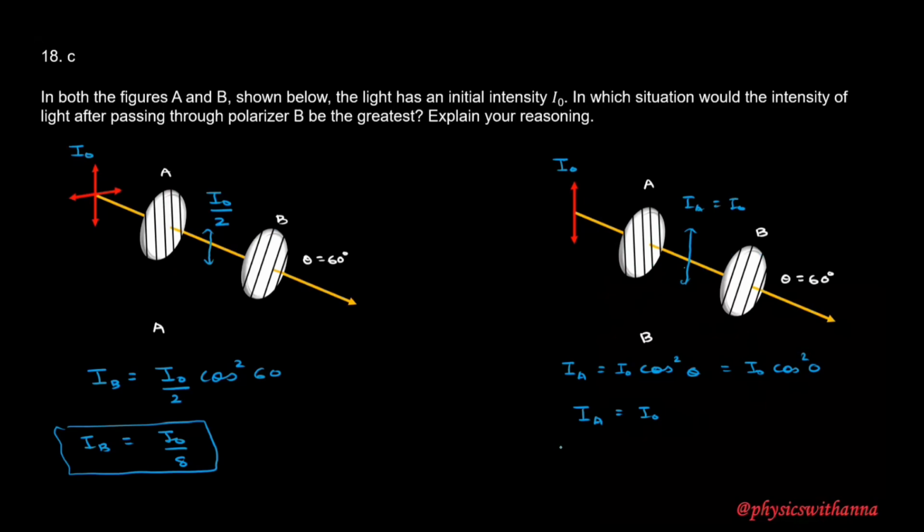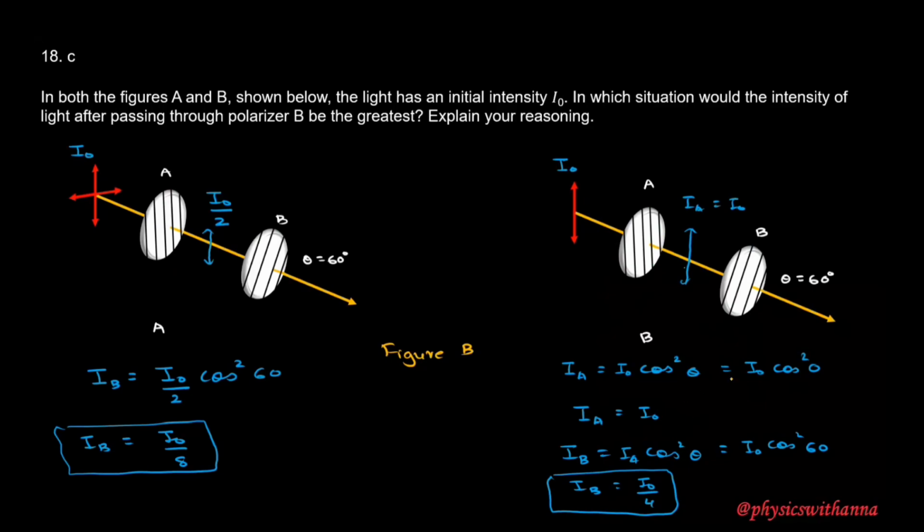So we find its intensity using Malus's law again. IB will be IA cosine square theta. IA is just I naught, so I naught cosine square 60. So IB becomes I naught by 4. Now when you compare the two, you will notice that in case B, intensity of light coming out of polarizer B is greatest.